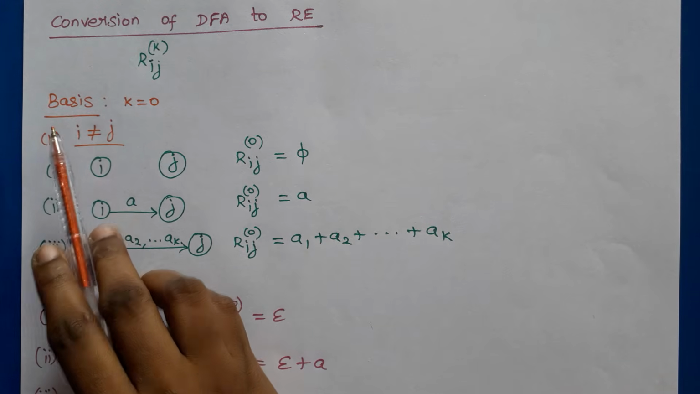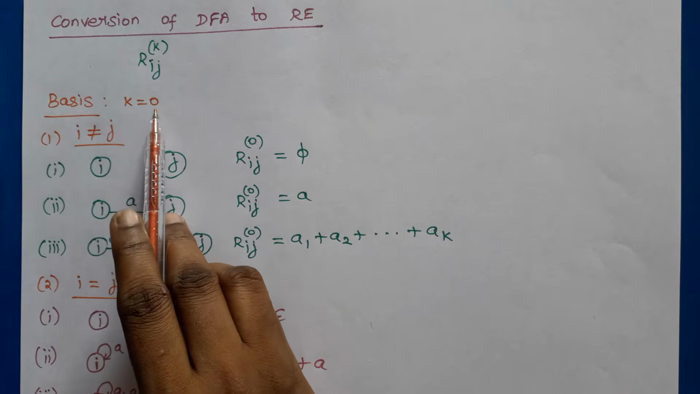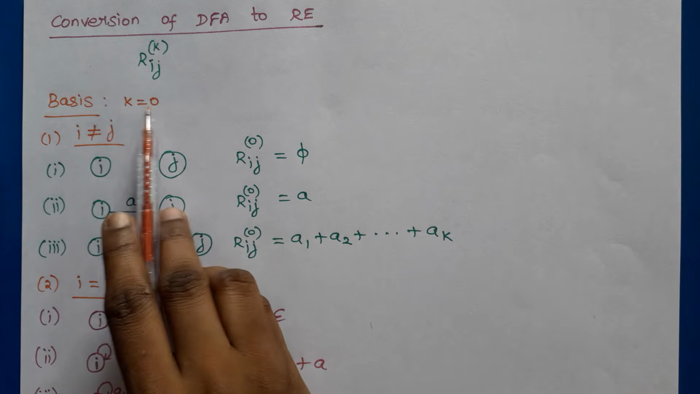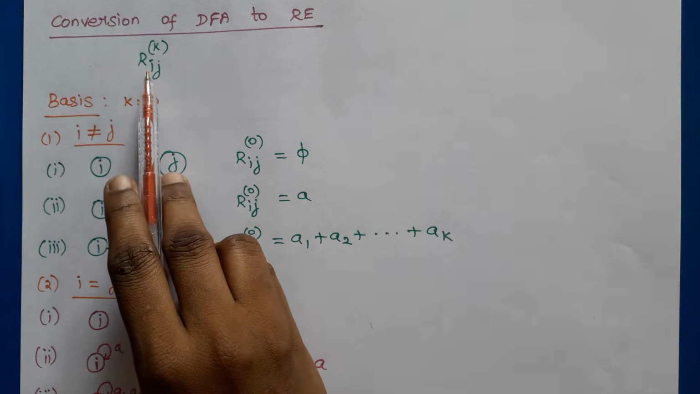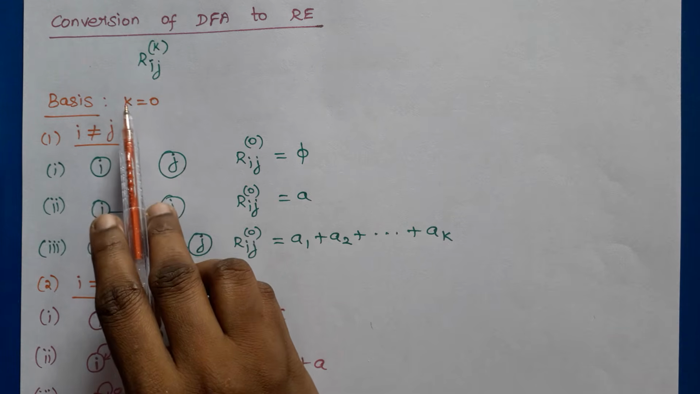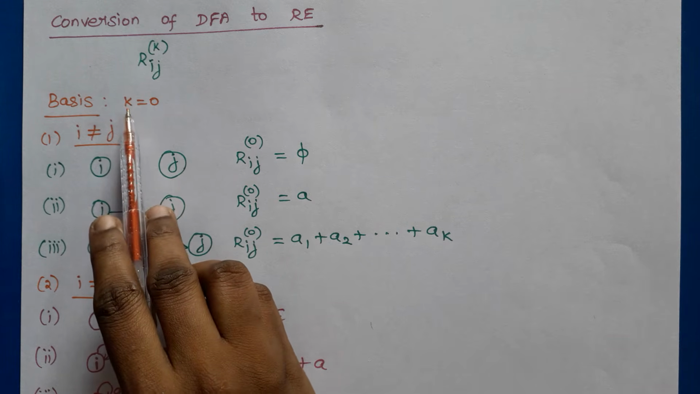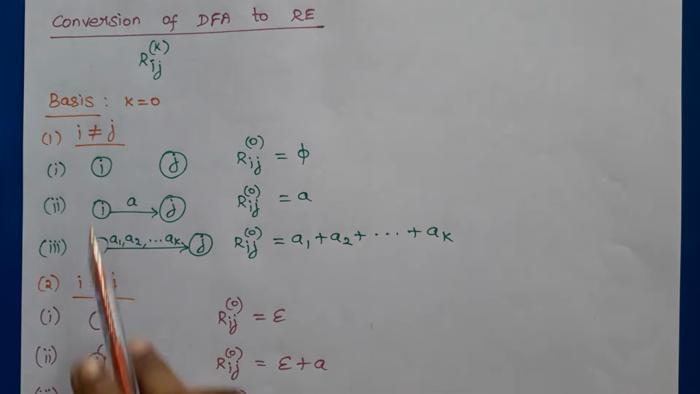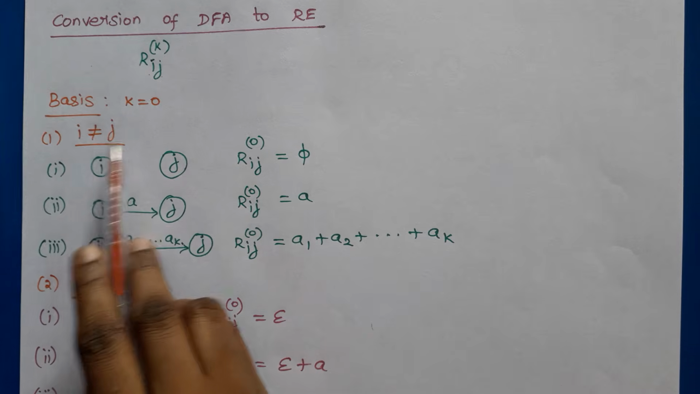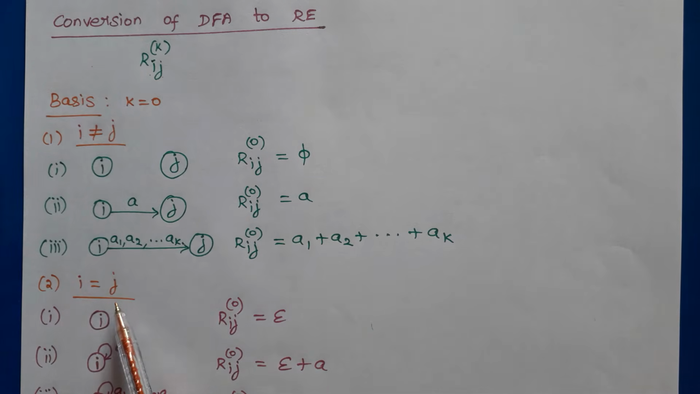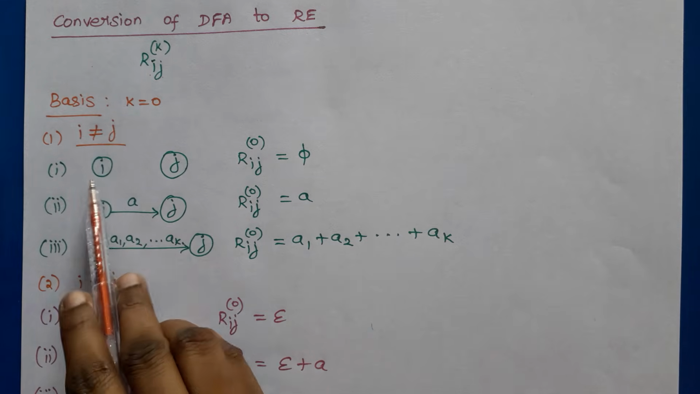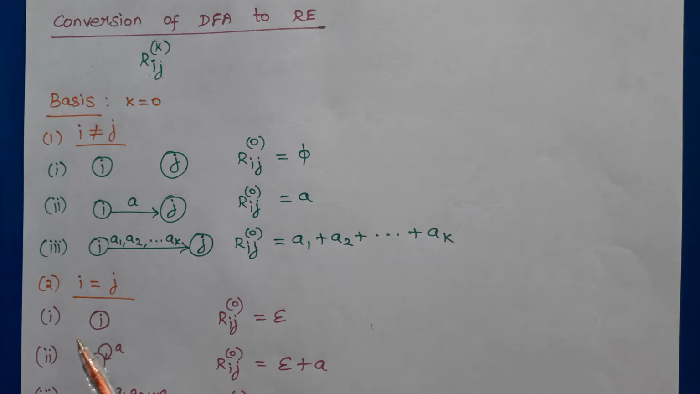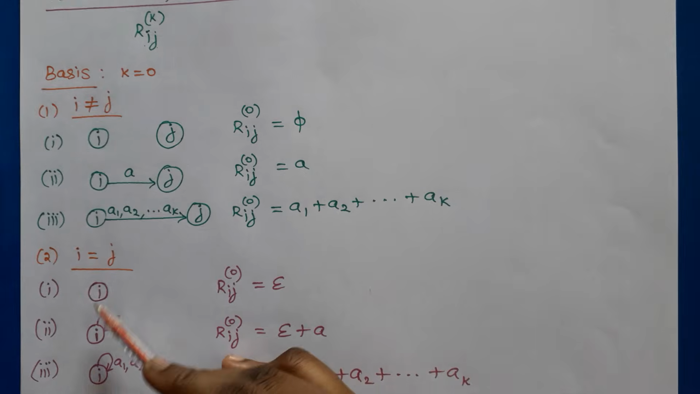In the basis case, we have to consider k equals 0. That means k, the intermediate node, has no intermediate node between i and j. So we are going to take k equals 0, and here there are two cases: i is not equal to j, or i is equal to j. i not equal to j means i and j are two different states. In the i equal to j case, i and j are the same single state.